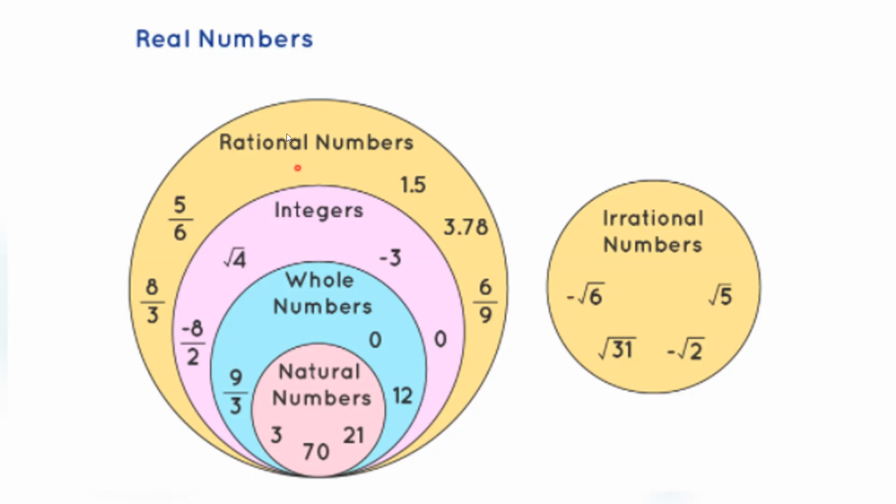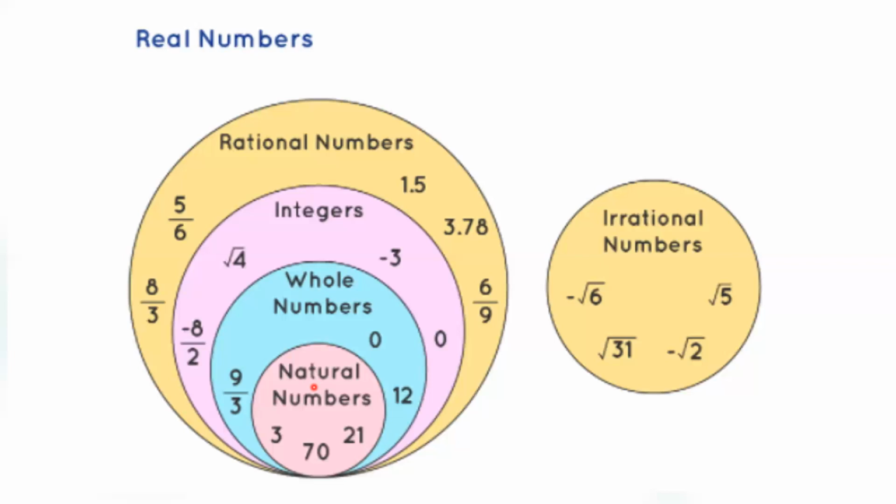Now, as you see here, we have the rational numbers, and we have integers, whole numbers, and natural numbers. The natural numbers are all the numbers that are 1, 2, 3. So they are the positive integers starting from 1. There are no decimals, no fractions, no negative numbers, and no 0. This is a natural number: 1, 2, 3, 4, and so on.